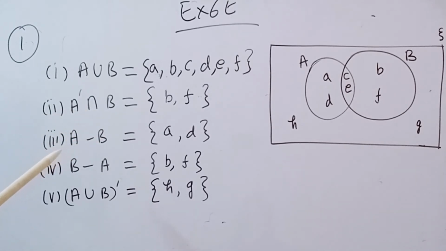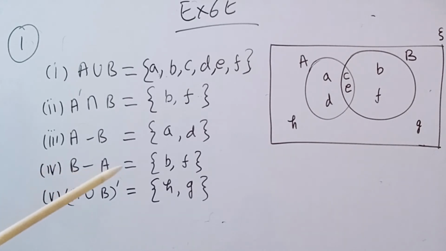Now A minus B, that means the elements that are in A but not in B. So that is A and D. Now B minus A, the elements that are in B but not in A, that are B, F.